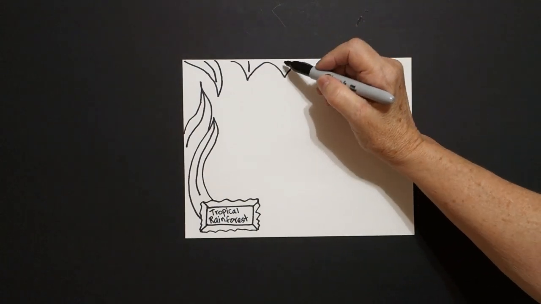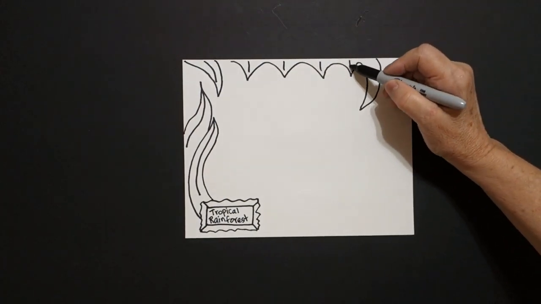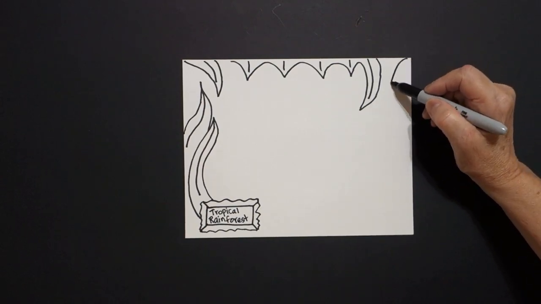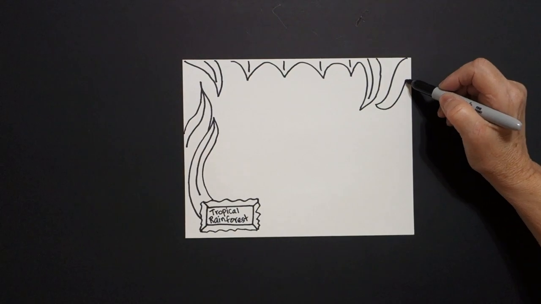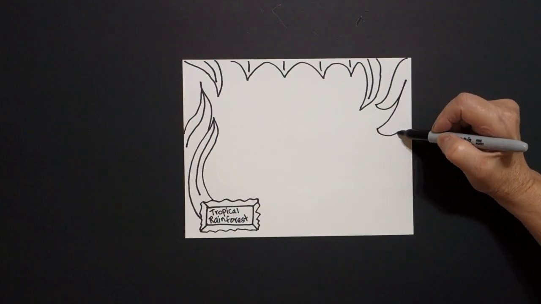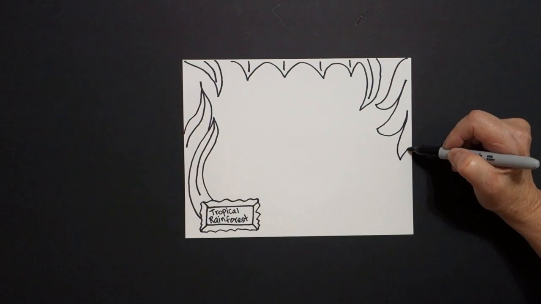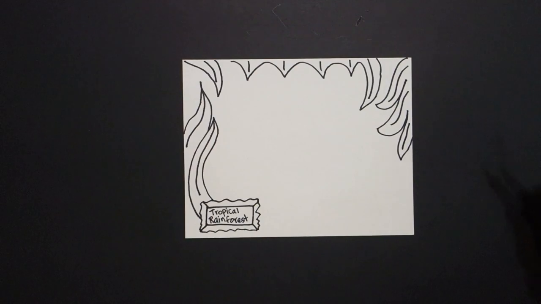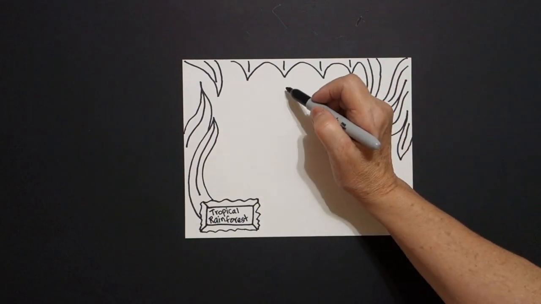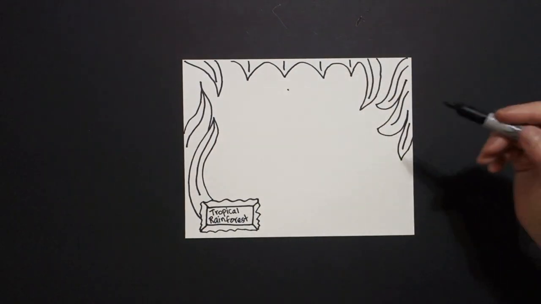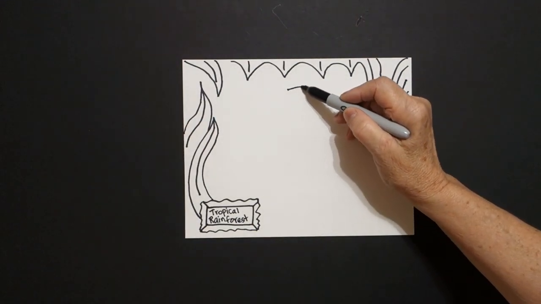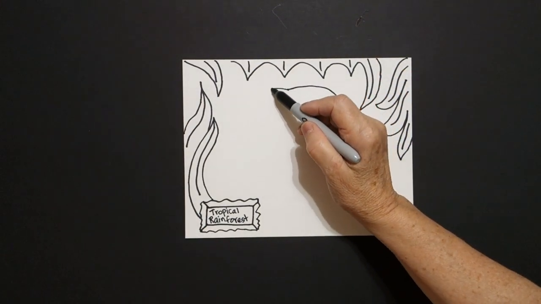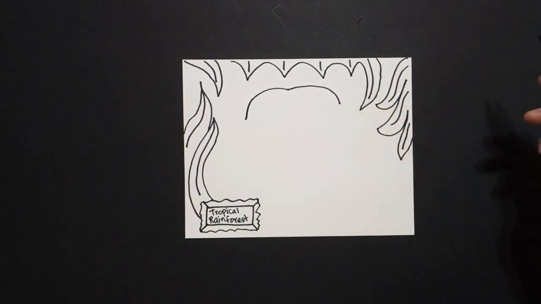Come inside, draw a little curve line, little curve line down. And right here on this corner, we're going to draw a curve line out, up, down, up, little curve line, up, curve line, inside, inside, inside, going down. Right here in the center, put a dot. And from that dot, we're going to draw a slightly curve line down on the right. Come back to the dot, slightly curve line down on the left.